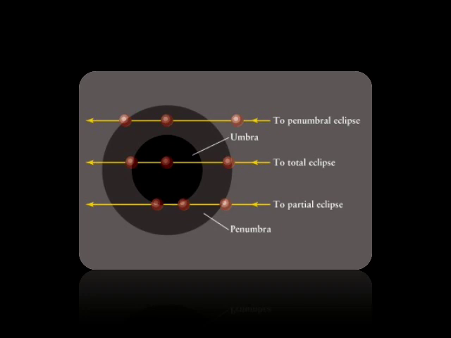And of course, there are other situations where the moon passes, as in the top case, only through the penumbral shadow, and we call this a penumbral eclipse.